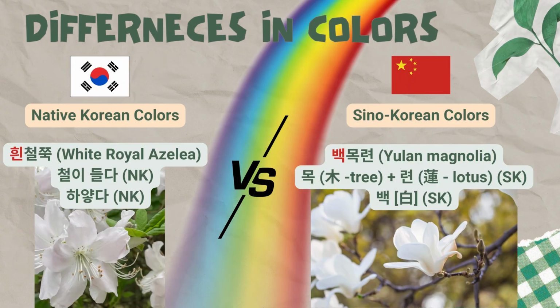We see the same language harmony differences with colors. If the noun is a native Korean noun, it will use the native Korean color morpheme, as seen with the royal white azalea using hayangta or huida for hinjoljuk, whereas in Yulong magnolia, the noun is of Chinese origin, so since it's a Sino-Korean noun, it'll be paired with a Sino-Korean color morpheme for white, baek.